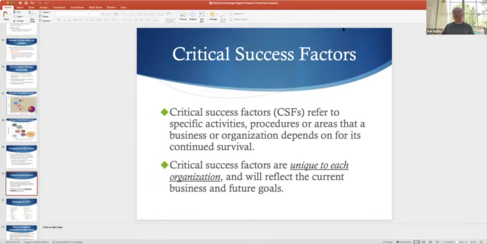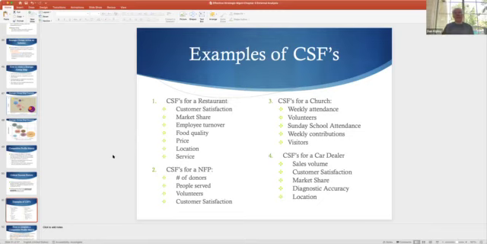The full importance is 100%. So what we'll do is proportionalize these different factors, giving them a value. The total value of all of them is 100%. So let's take a look at some examples of other firms and their critical success factors.